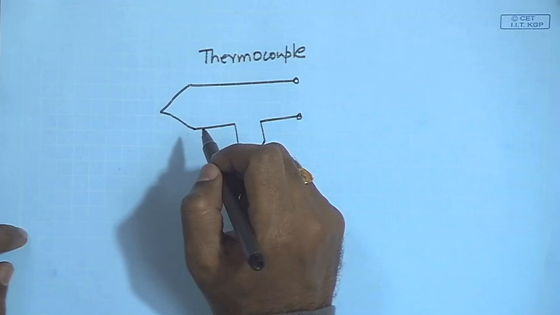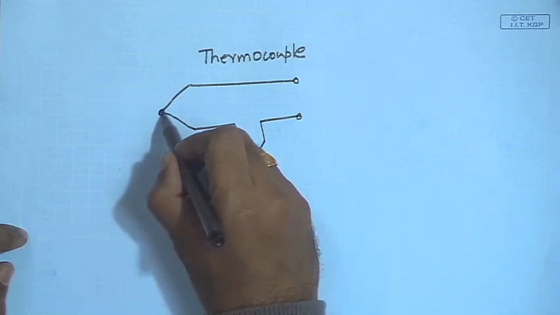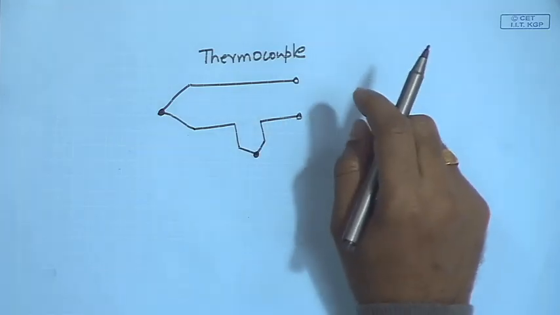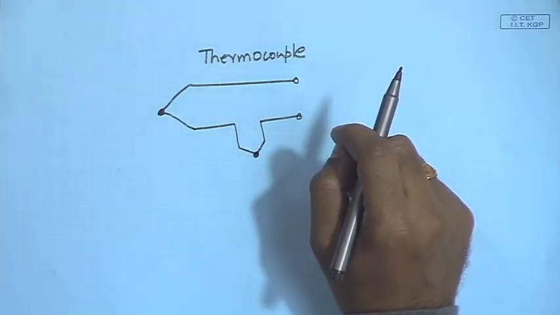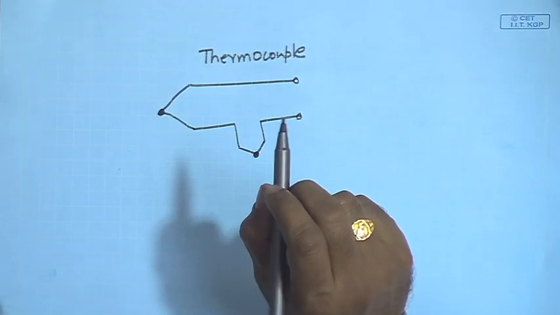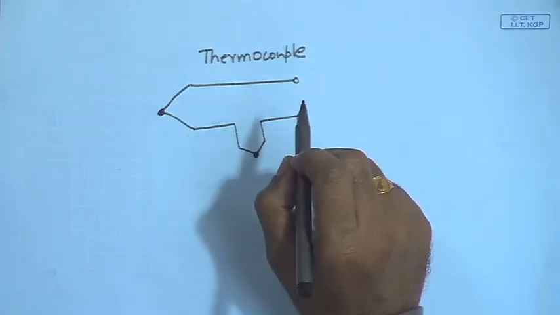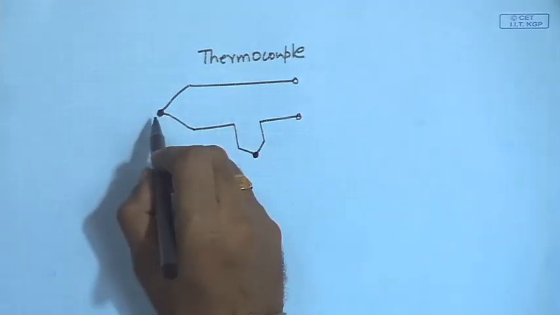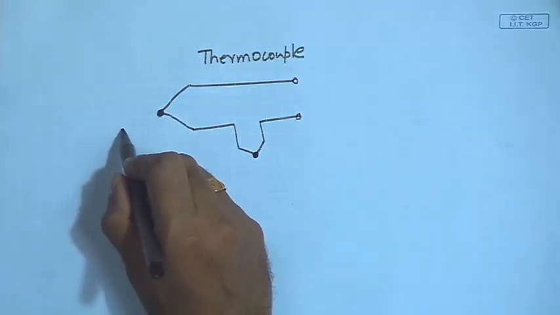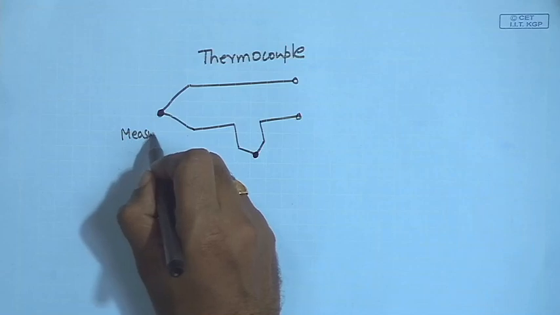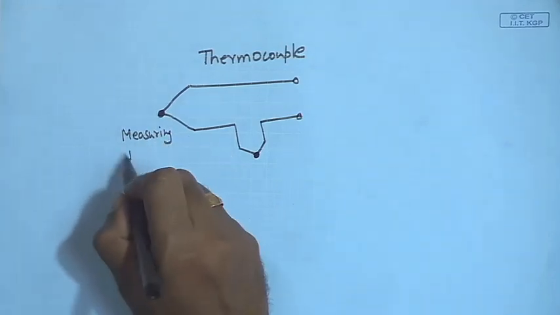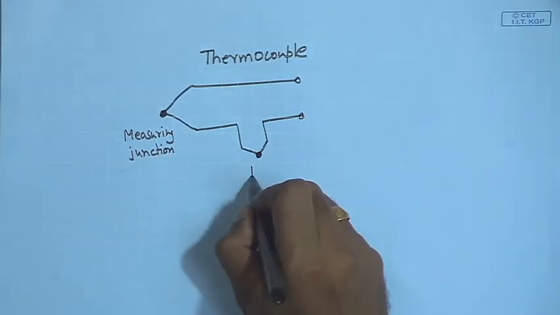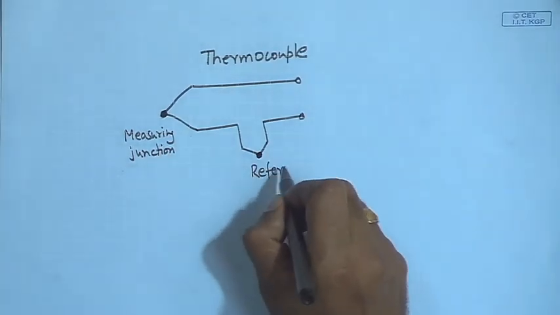It is made of two dissimilar metals. We will talk about thermocouple in more detail later. Thermocouple is made of two dissimilar metals. We make two junctions. One we call measuring junction, another one is called reference junction.